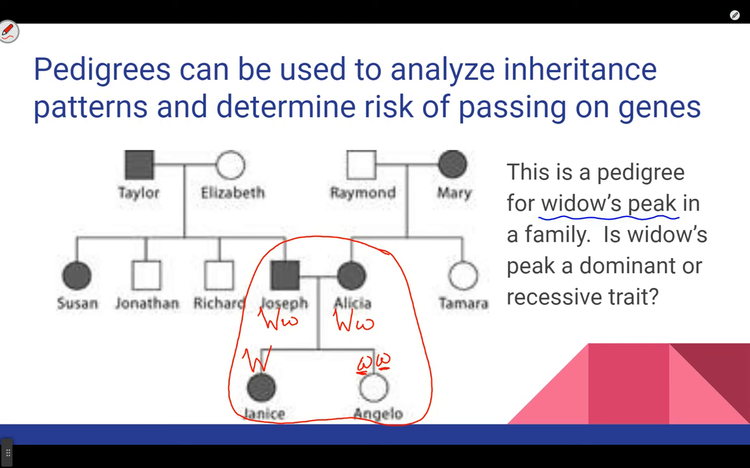In this case, can we determine for sure what Janice's second allele is? No. She could have gotten two dominant alleles. She could have gotten a dominant and a recessive. So sometimes you can't tell for sure. That's okay. But we do know for sure that this is a dominant trait, because otherwise these relationships do not work.